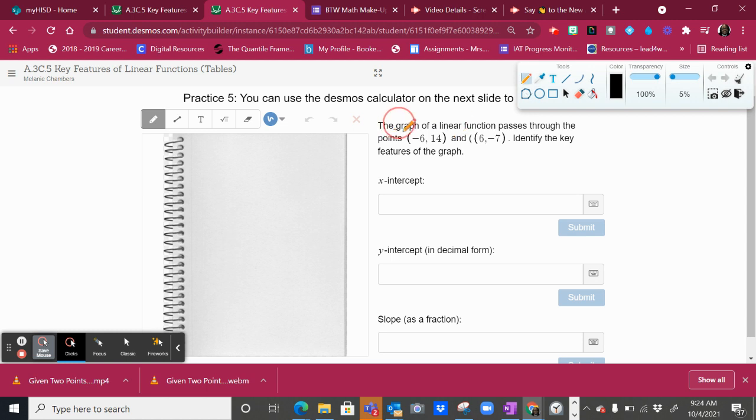The graph of a linear function passes through the points (-6, 14) and (6, -7). Identify the key features of the graph. We want to identify the x-intercept, the y-intercept, and the slope. And we know we can do that if it's written in this format: y equals mx plus b.